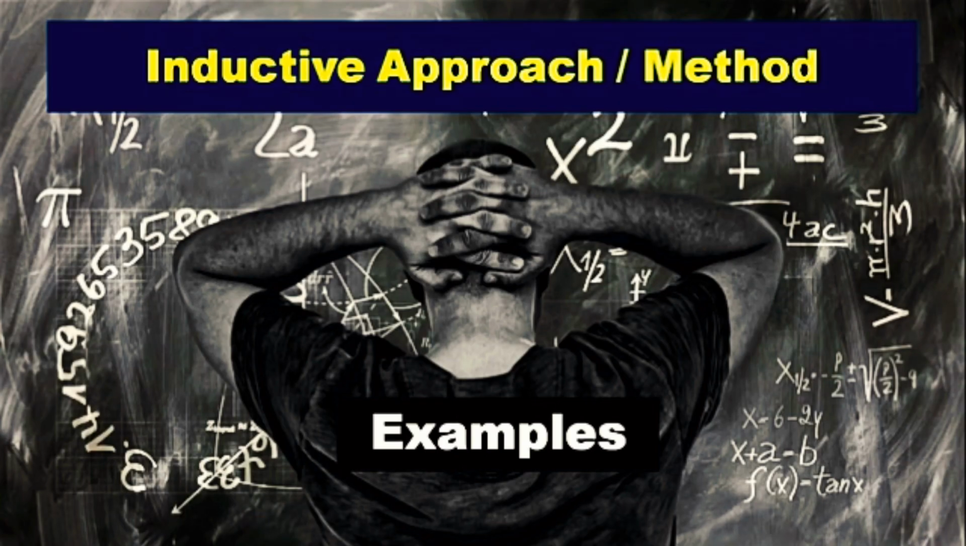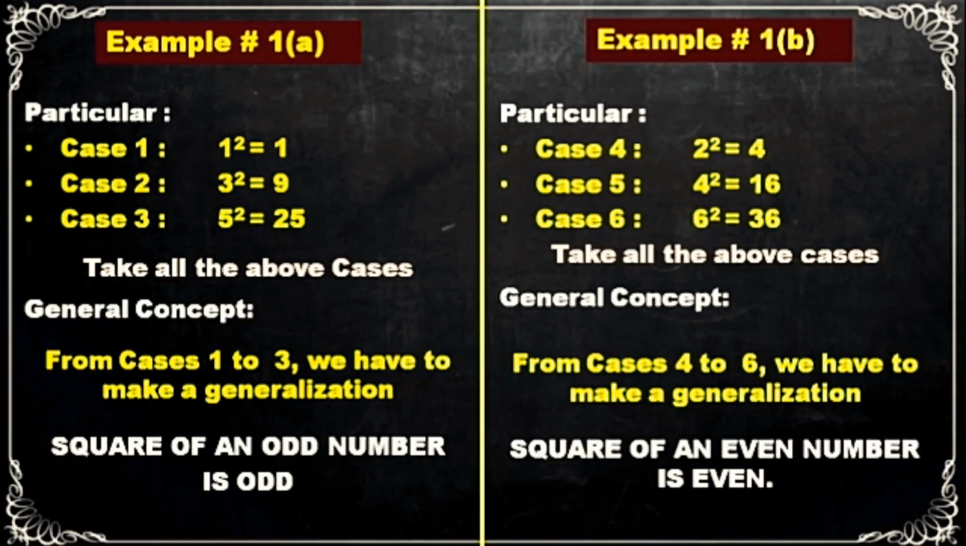Now, we will go through some examples of the inductive method. See, in this case, the general case is: square of an odd number is odd. I want to prove this general case by using particular examples. See on this screen, the particular cases: case 1, 1 square is equal to 1; case 2, 3 square is equal to 9; case 3, 5 square equal to 25. Here 1, 3, 5 are odd numbers. Then squaring these numbers, the answer also comes as odd. From cases 1 to 3, we make a general conclusion: square of an odd number is odd.